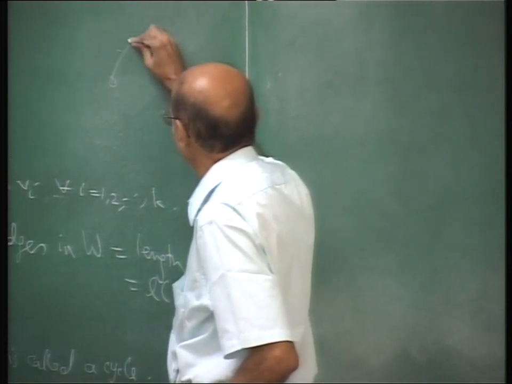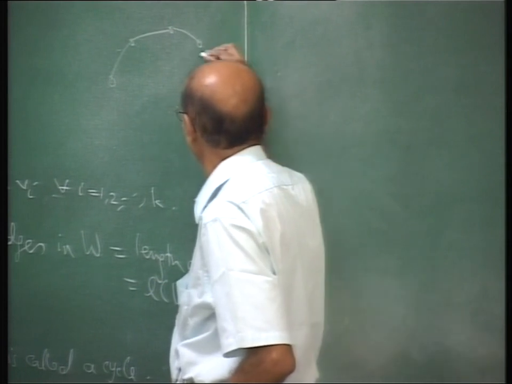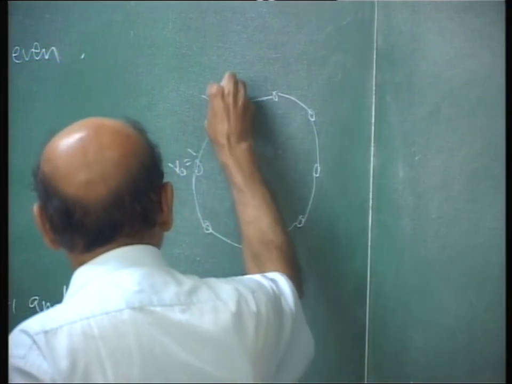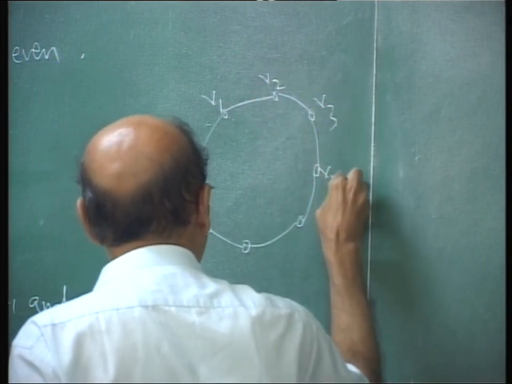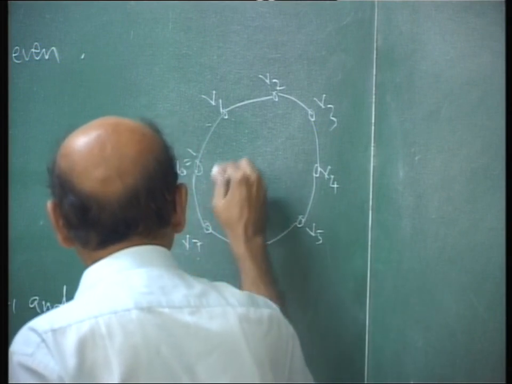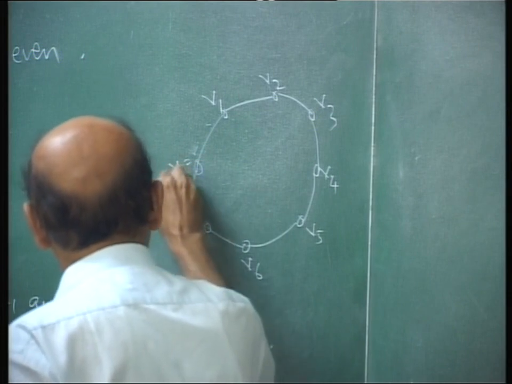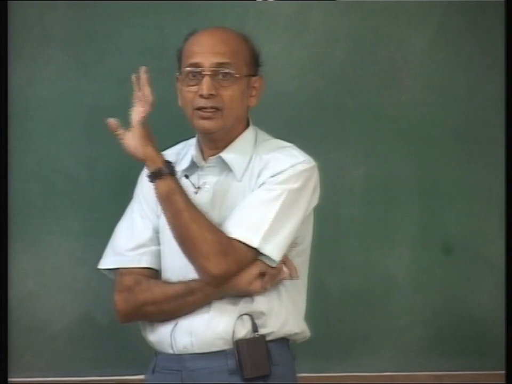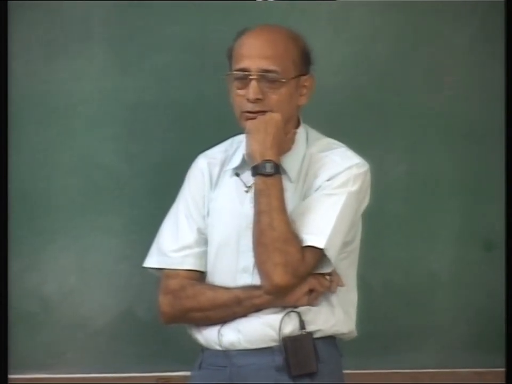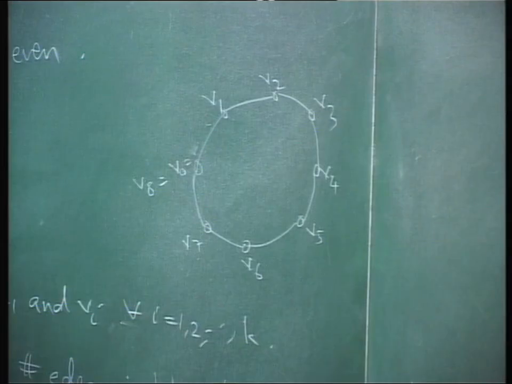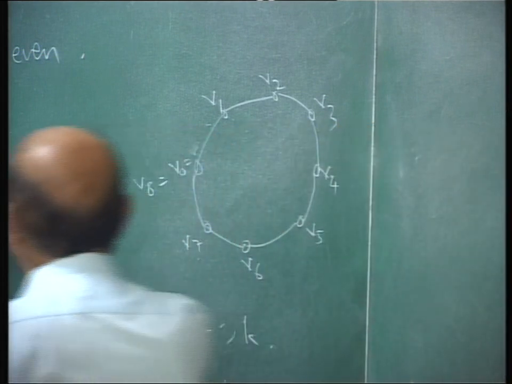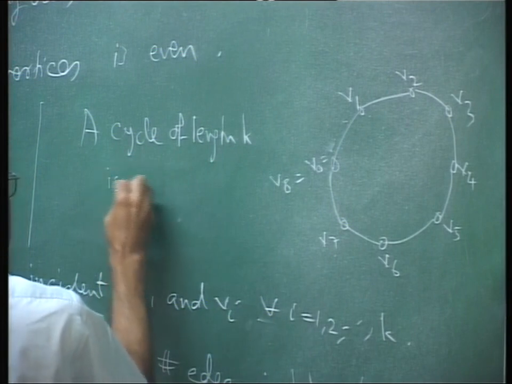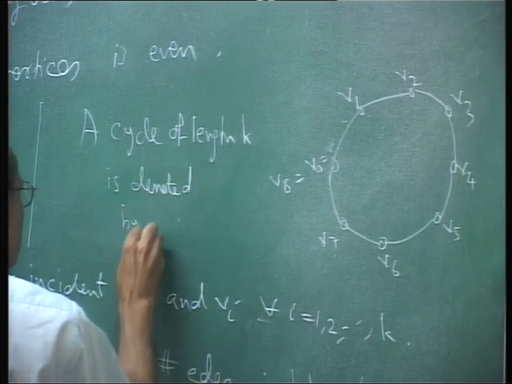So for a cycle, all the vertices are distinct except the end ones. That is V1, that is V2, that is V3, V4, V5, V6, V7 and V8 equal to V0. What is the length of this cycle? Length of this cycle is 8. A cycle is denoted by CK. So this is a C8.